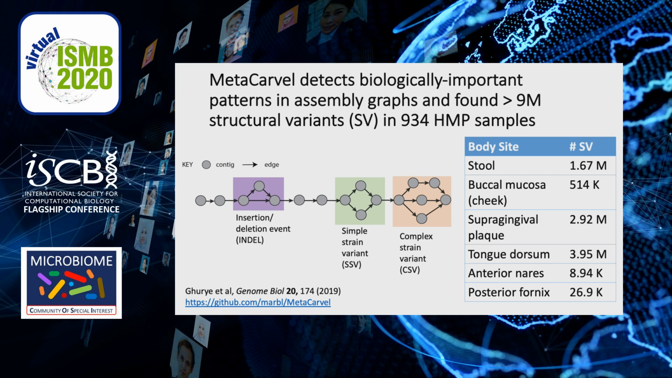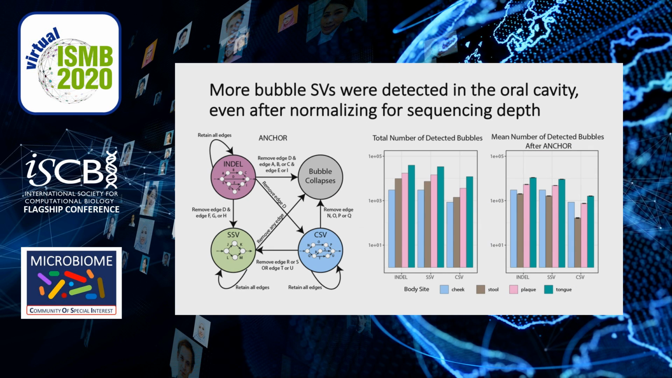We used MetaCarvel to scaffold the assemblies of 934 Human Microbiome Project samples from 6 different body sites and identified over 9 million variants within the samples. We next looked to determine how many insertion-deletion events and strain variants were identified in the gut compared to the oral microbiomes. We realized that the differences in sequencing depth between different body sites would strongly bias our results, so we developed an algorithm called ANCHOR to compare bubble variants across samples.